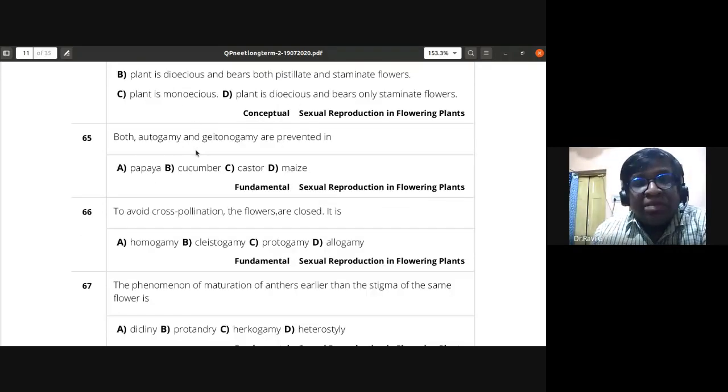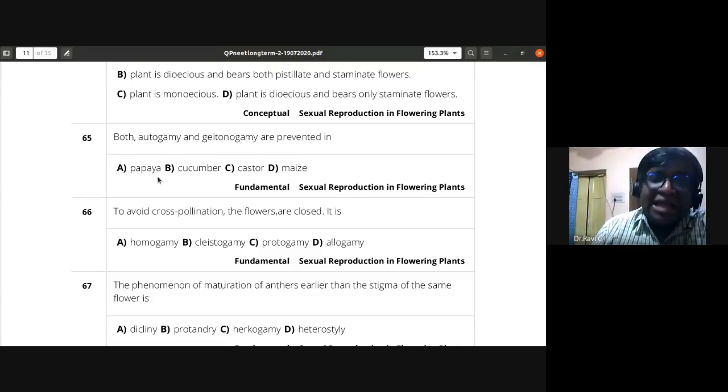Both autogamy, that is self-pollination, and geitonogamy are prevented in which plant? It is papaya, because they have only male plants or only female plants. So there is no self-pollination, neither is there geitonogamy. So the answer is A, papaya plant. Both autogamy and geitonogamy are prevented in papaya.